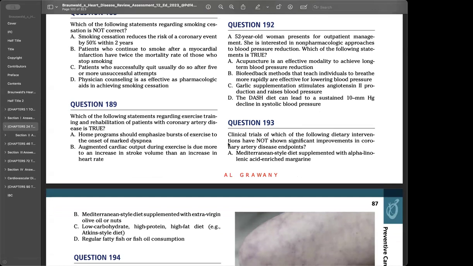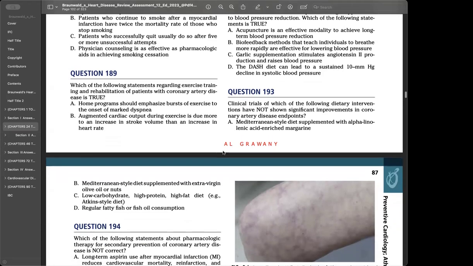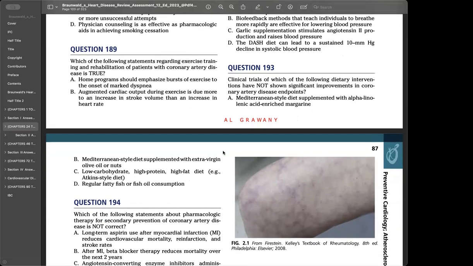Okay. Question 193. Clinical trials of which of the following dietary interventions have not shown significant improvements in coronary artery disease endpoints? A, Mediterranean-style diet supplemented with alpha-linolenic acid-enriched margarine. B, Mediterranean-style diet supplemented with extra virgin oil or nuts. C, low carbohydrate, high protein, high fat diet, for example, Atkins-style diet. D, regular fatty fish or fish oil consumption.